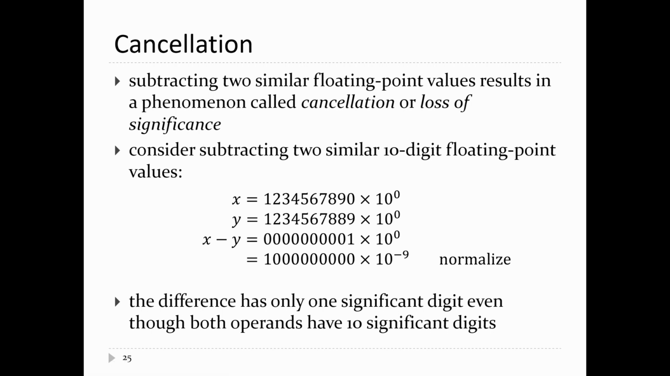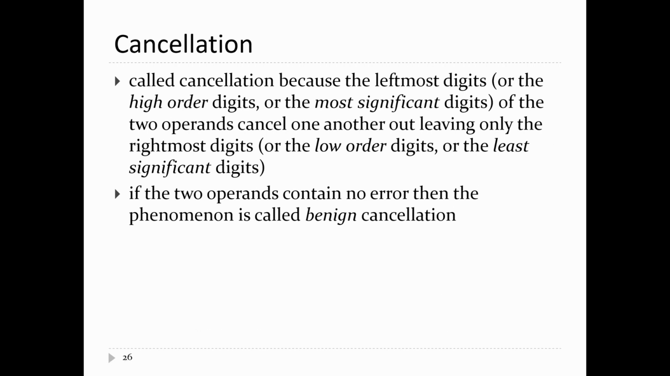There's nothing funny happening here. It's just the way subtraction works. Take two numbers, subtract them. Yes, the resulting number is smaller, so nothing surprising here. Because the leftmost digits all disappear, or they cancel out, that's where the name cancellation comes from. Now, if your two operands have no error, then this is just the way subtraction works, so it's called benign cancellation.